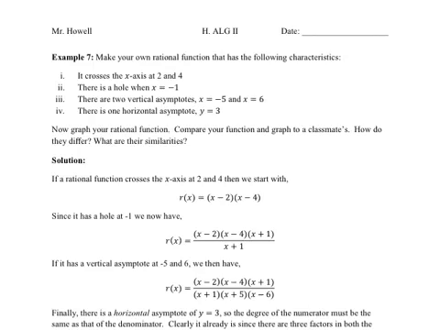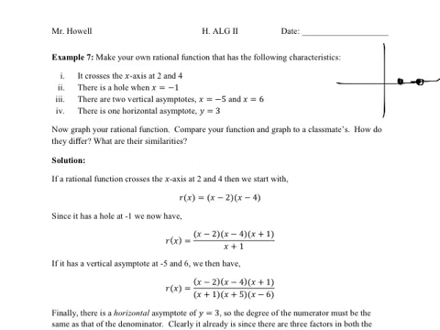Finally, example 7 says make your own rational function that has the following characteristics. It crosses the x-axis at 2 and 4. Okay, so right away, think graphically. At x equals 2 and x equals 4, there's going to be x-intercepts there.